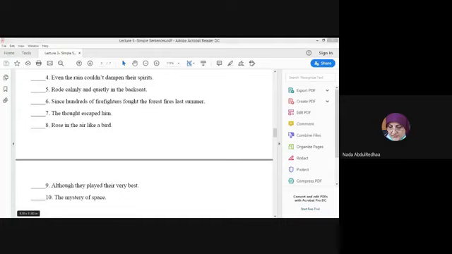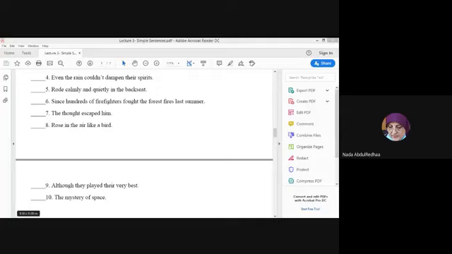Scientists haven't covered the mystery of space. Okay, that would be more acceptable, more like semi-native speakers.